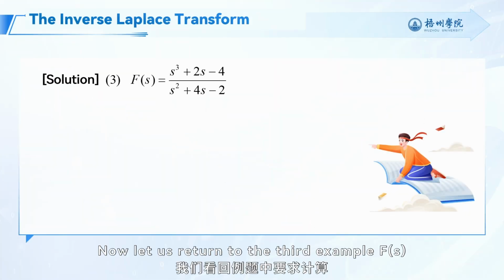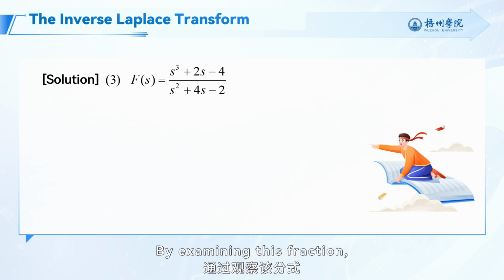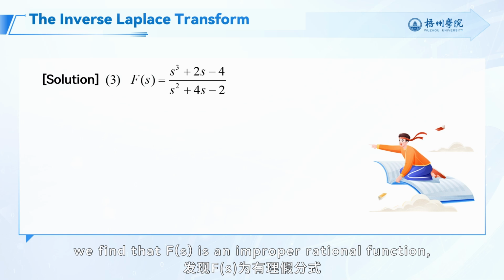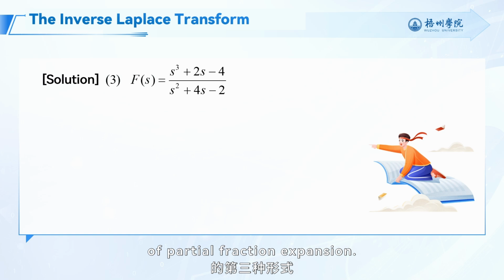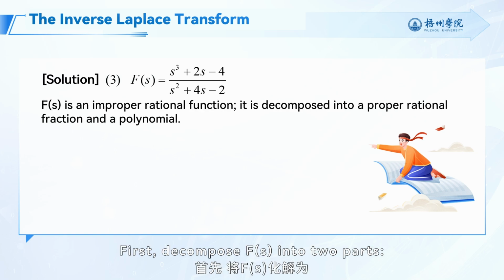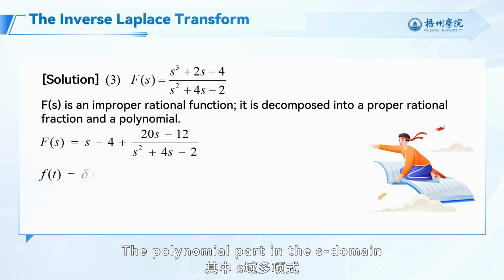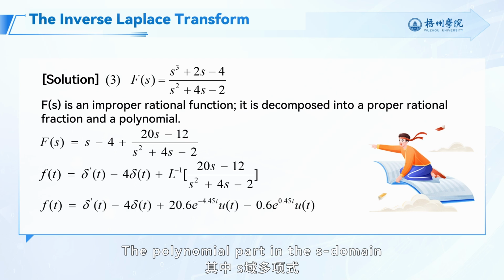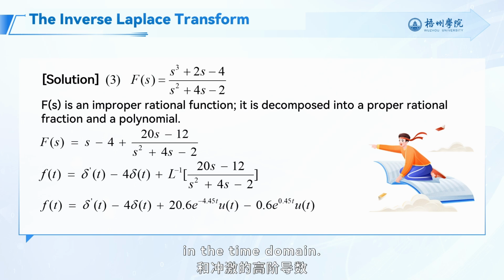Now let us return to the third example, F(s), given in the exercise. By examining this fraction, we find that F(s) is an improper rational function, and therefore it falls under the third form of partial fraction expansion. First, decompose F(s) into 2 parts, a proper rational fraction and a polynomial, as shown in the formula. The polynomial part in the S domain corresponds to impulse functions and their higher-order derivatives in the time domain.